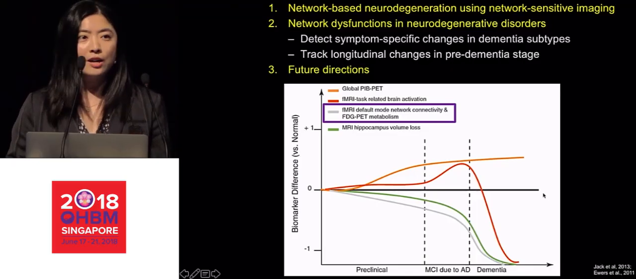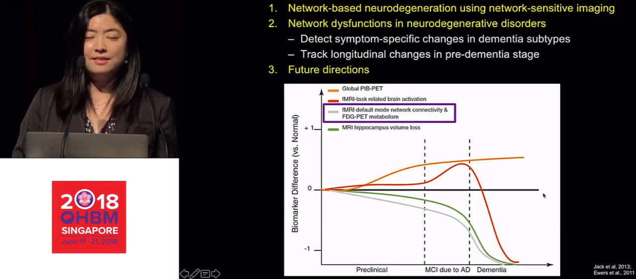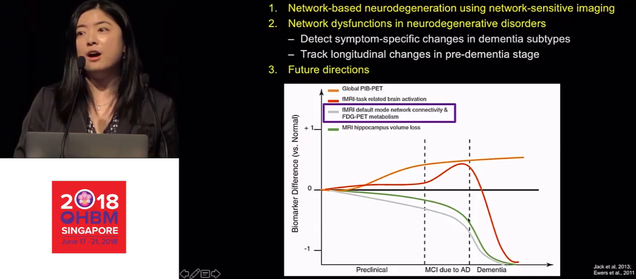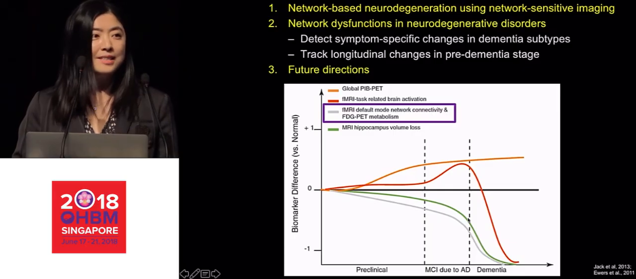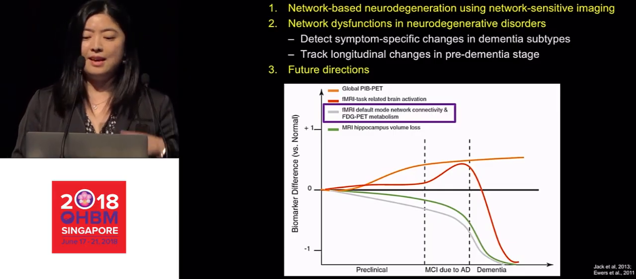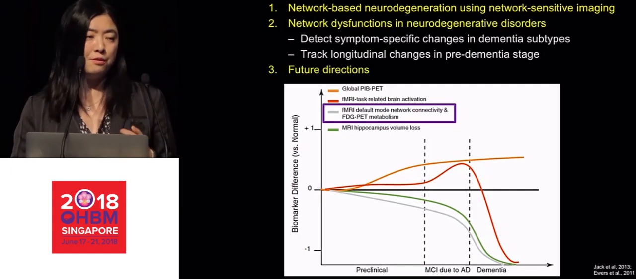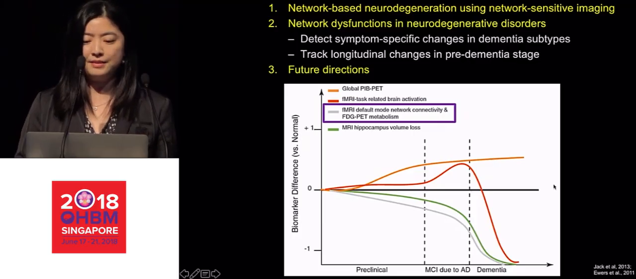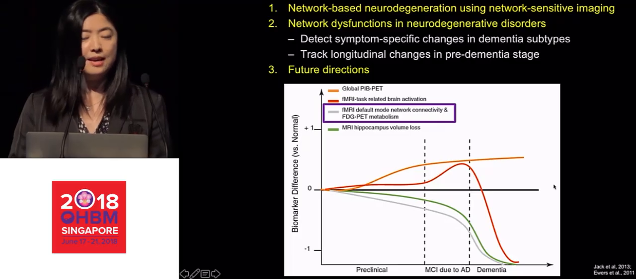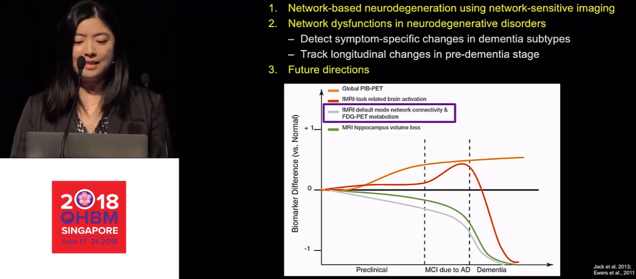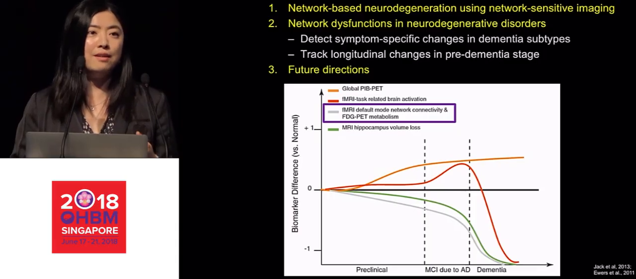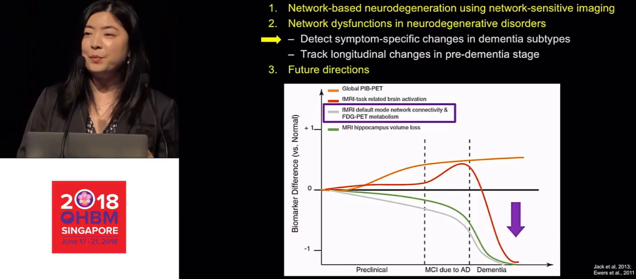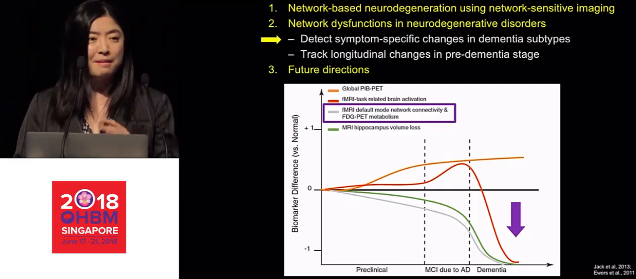Jack, Ewers, and colleagues proposed and refined the major AD biomarker cascade models from preclinical to dementia stage of Alzheimer's disease. Resting state fMRI is one of them. Today, I'm going to focus on 2 specific questions using resting state fMRI. First, can resting state functional connectivity detect symptom-specific changes in dementia subtypes? And second, can we track these functional connectivity changes longitudinally in the pre-dementia stage? Let me begin with the first, evidence in the dementia stage.